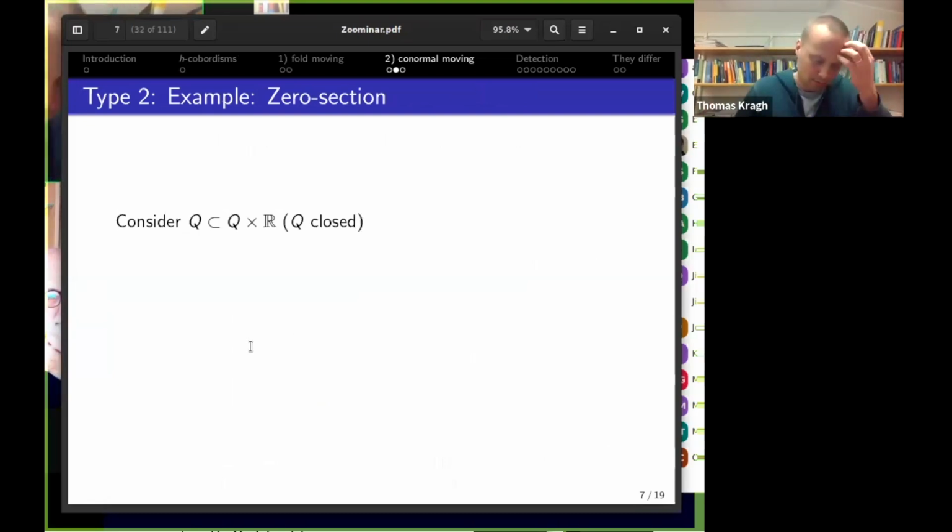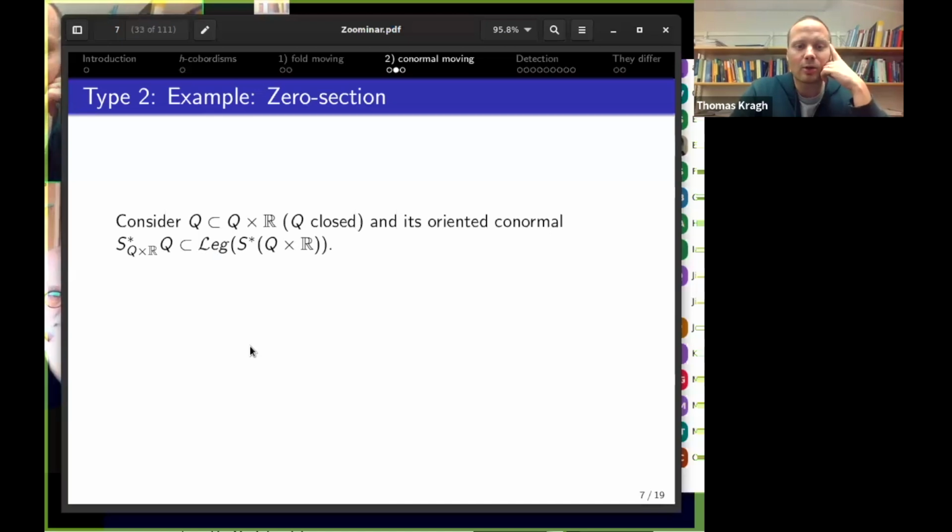but it's almost trivial in some sense, given how it was defined. If I take Q inside Q cross R, and Q is now a closed smooth manifold, then I can take its oriented conormal, which is just a Legendrian inside this unit conormal of Q cross R. If you like the language of microlocal sheaves, then you might want to think of this as sheaves that are 0 below 0, and then jump up to have rank 1 above 0. So then what it generates is roughly this.